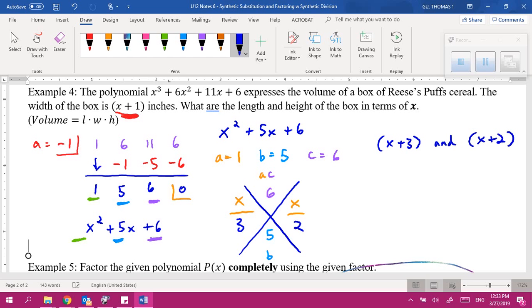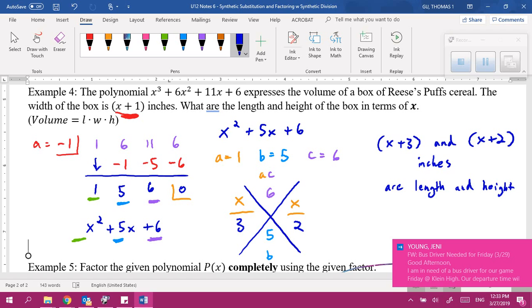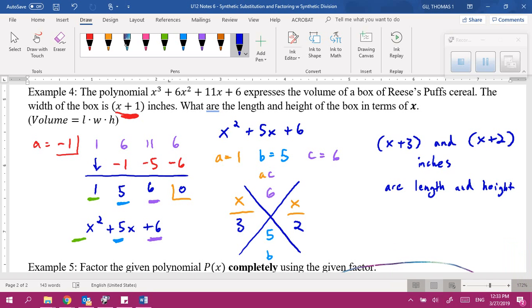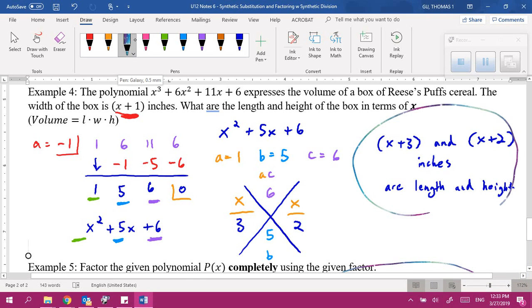So x plus 3 and x plus 2, and we're going to write inches because remember, we have to use units. Some people are still not writing units, losing a few points there. X plus 3 and x plus 2 inches are the what? Are the length and height. They already gave you the width, so we're looking for the length and height, and that's going to be these other two factors. You don't really know which is which because they didn't specify, but those are the two values that are the length and height, and that will end these notes.